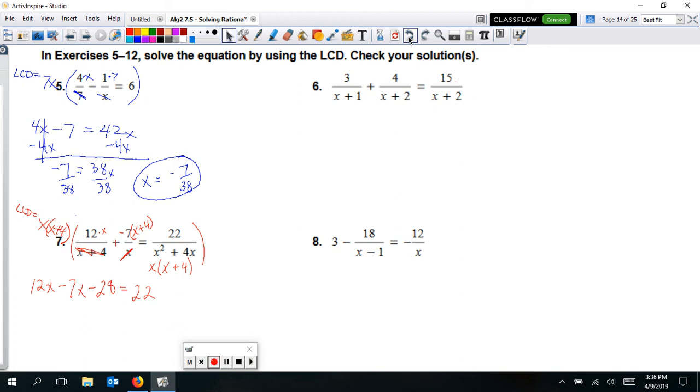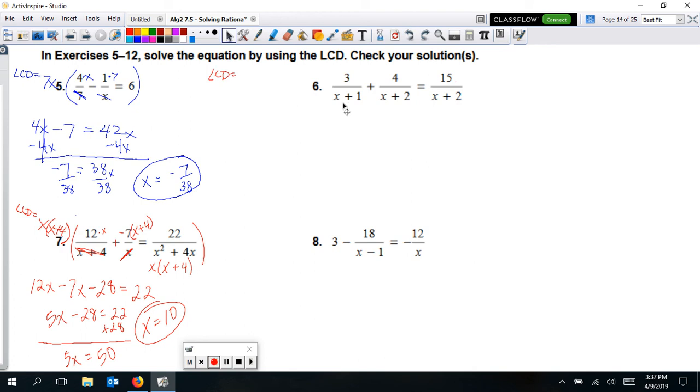So now we need to combine our like terms over here. So we can say 12 minus 7 for those x's is 5x, and then add 28 to both sides. And so when I add 28 to both sides, it's going to cancel this 28, so we get 5x equals, looks like 50 over there. So 5x is equal to 50. Divide by 5. So 50 divided by 5 is just going to give us 10. So our answer there is 10. And we can keep 10 because the only thing that x can't be is 0, and x can't be a negative 4. So 10's fine.